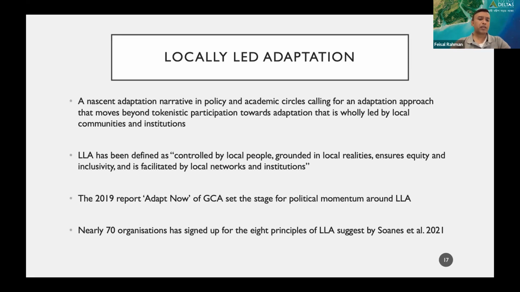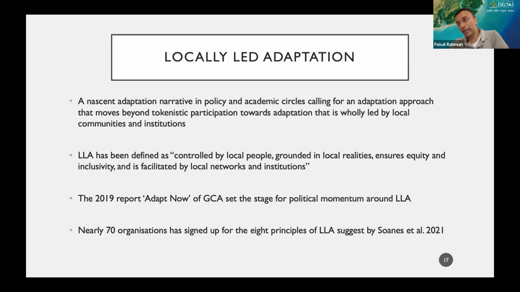or 3 years. The 2019 report from the Global Commission on Adaptation, Adapt Now, really set the political stage for adaptation and has played a major role in providing the political momentum behind LLA. Since then, LLA has gained quite a bit of traction. In fact, during the last COP in Glasgow, the UK presidency committed nearly £45 million towards LLA, recognizing that it remains a major approach towards achieving successful adaptation on the ground.